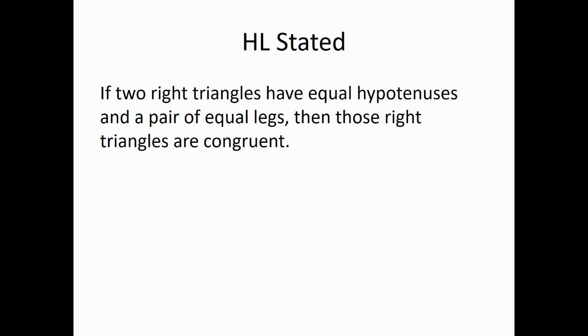Now finally, hypotenuse leg. As perhaps is no surprise, the word hypotenuse signifies that we have right triangles. Okay, so here's HL stated. If we have two right triangles and they have equal hypotenuses and a pair of equal legs, then those triangles must be congruent to one another.